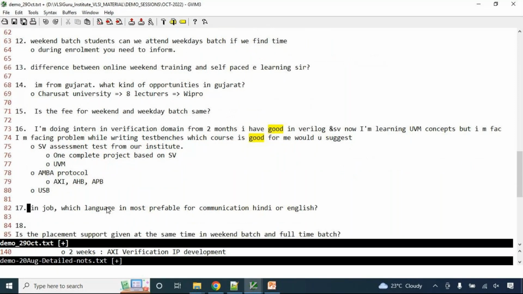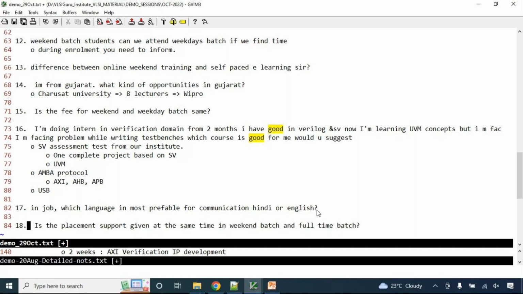In a job, which language is more preferable for communication, Hindi or English? Mostly people talk in English, right? If you are in Noida, people talk in Hindi, but anywhere other than Noida, mostly people talk in English. Noida means Delhi NCR, that region, people will talk Hindi, even in companies.